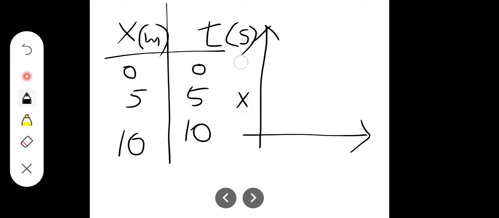Suppose I draw a graph for this position time graph. Along the y-axis I will represent position, and along the x-axis I will represent time. If it is so, how can I draw the graph? Before drawing any graph on graph sheet, we have to choose a scale. What is that scale?